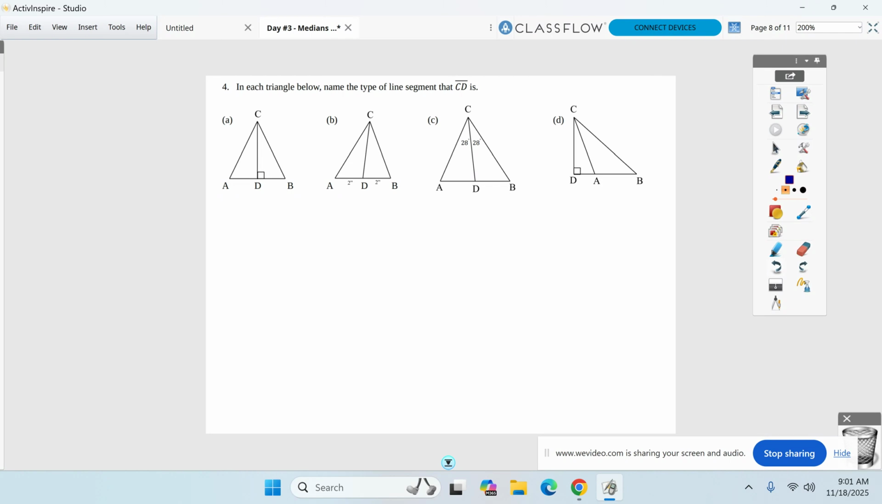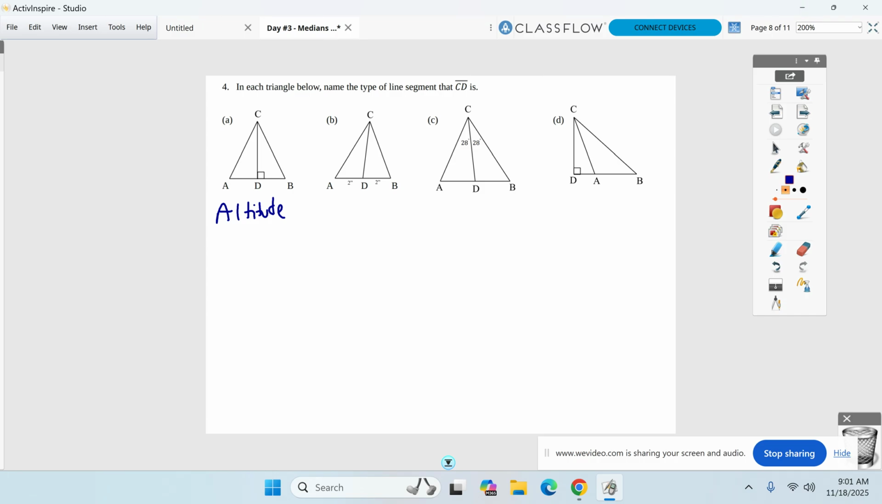Okay, medians go to midpoints. This is just right angle only. We talked yesterday about it. It comes from a vertex perpendicular to the opposite side. These form right angles. Altitude. CD is an altitude. Everyone good? I need the hash marks to make it a bisector. Need the hash marks.